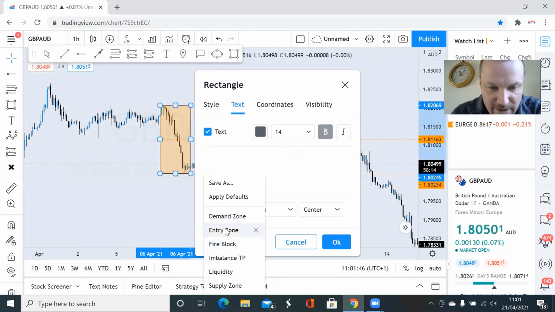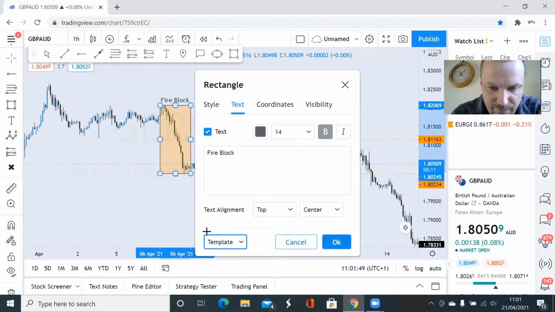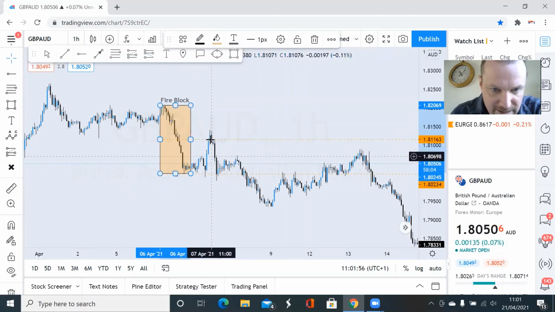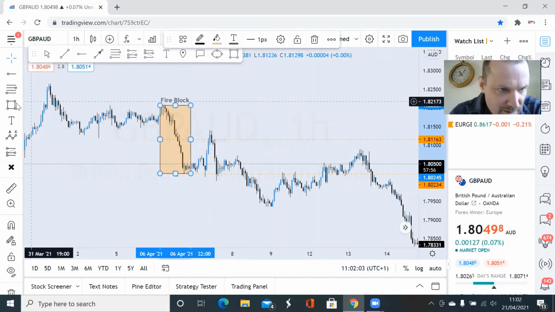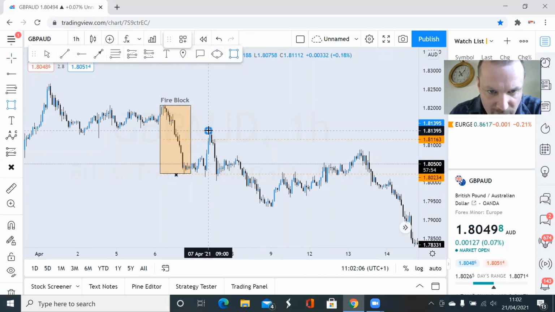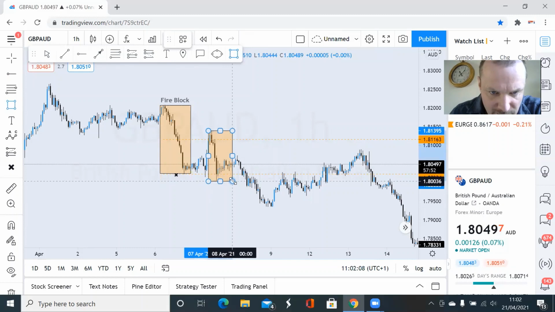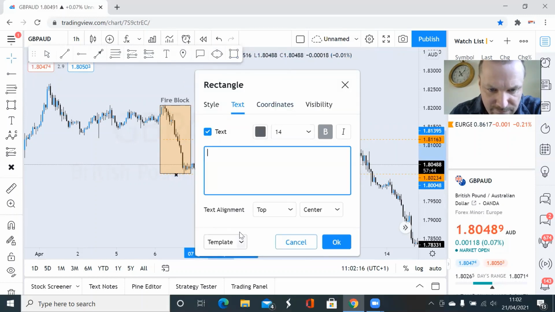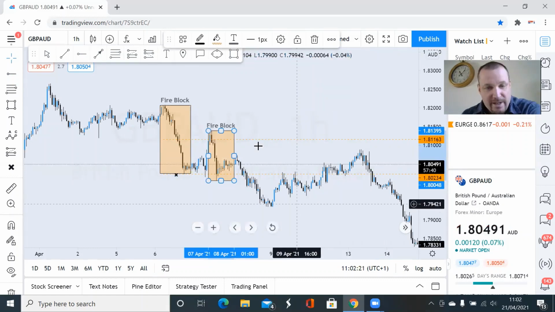So again, if we've got this as a fire block, okay, we've come in to test. Okay, we've come in to test this area, and then we've come back out, okay? So we've got that there. Again, we've come here, we've come there. This is a fire block. Just named a fire block for forexfire, to be fair.